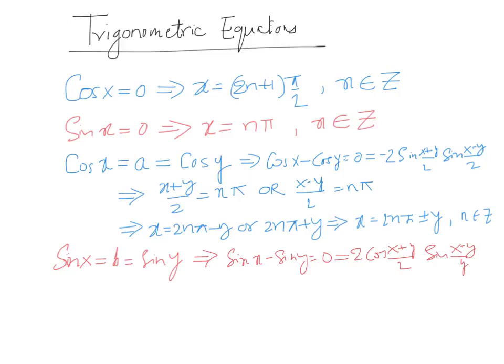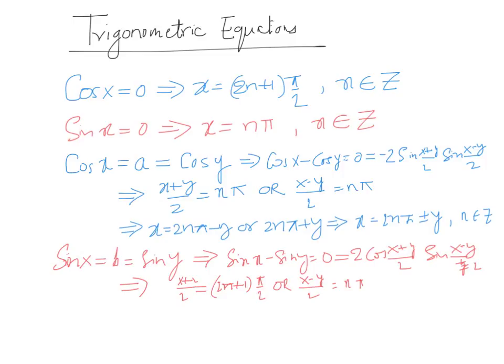And this again is a useful formulation because it implies that either cos of (x plus y) by 2 has to be 0 or sin of (x minus y) by 2 has to be 0. Now if cos of (x plus y) by 2 is 0, then we know that (x plus y) by 2 should be an odd integer multiple of pi by 2, that is (2n plus 1) times pi by 2. Or if sin of (x minus y) by 2 has to be 0, then (x minus y) by 2 must be an integer multiple of pi, that is n pi.